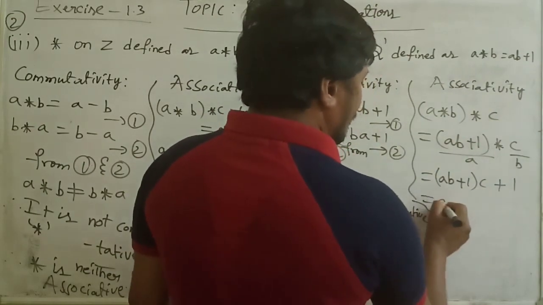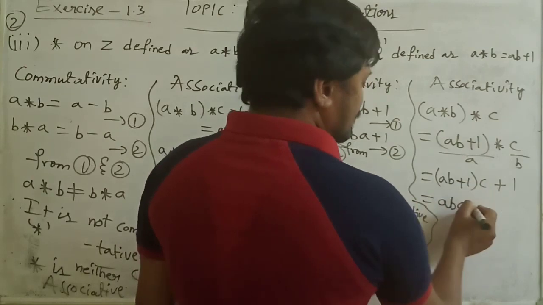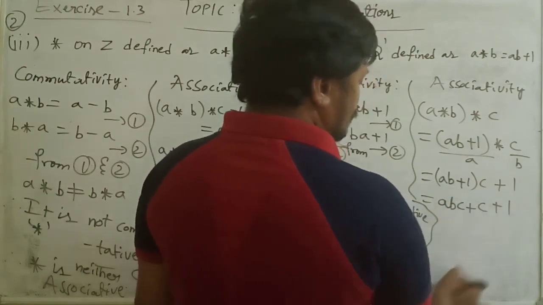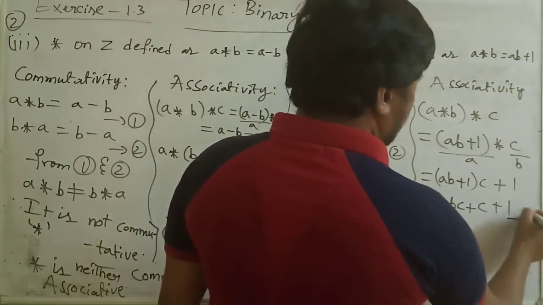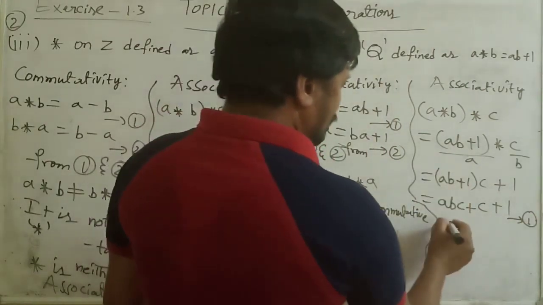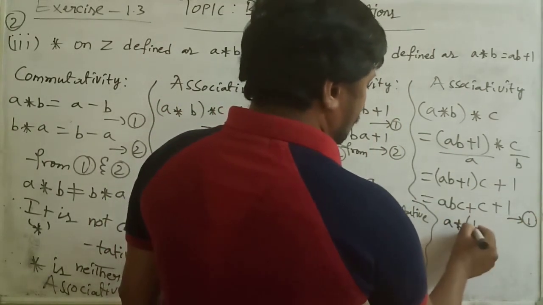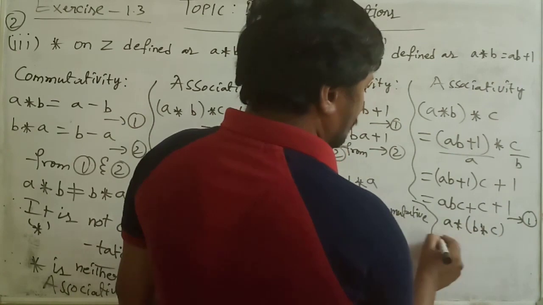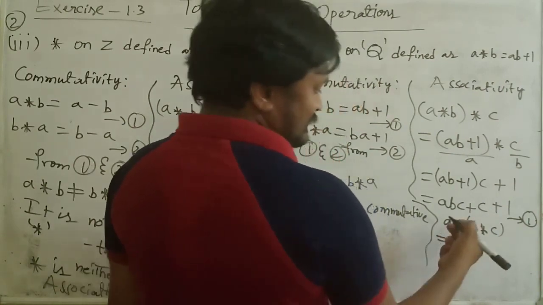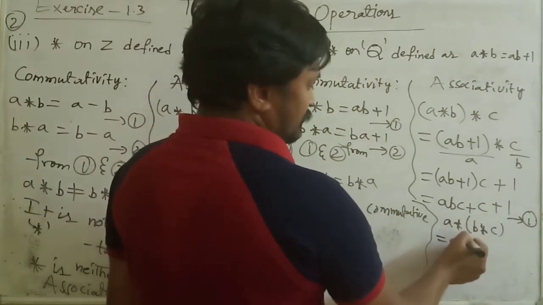So now ABC plus C plus 1. Just multiply. This gives equation number 1. And now the next one, A star B star C. So A stays as it is, A star B star C.